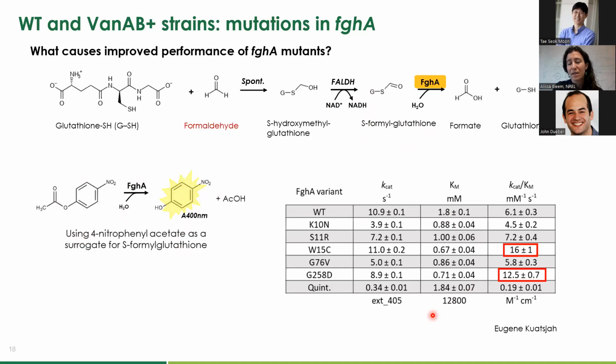So here are the kinetics from Eugene on the right. You can see that the catalytic efficiency of the two best mutants in vivo, W15C and G258D, is about 2-fold higher than the wild type. So this is a really nice explanation mechanistically for why these mutants are better. And I think it's so cool that the strains can figure out how to make these mutations kind of on their own and select for them in ALE.